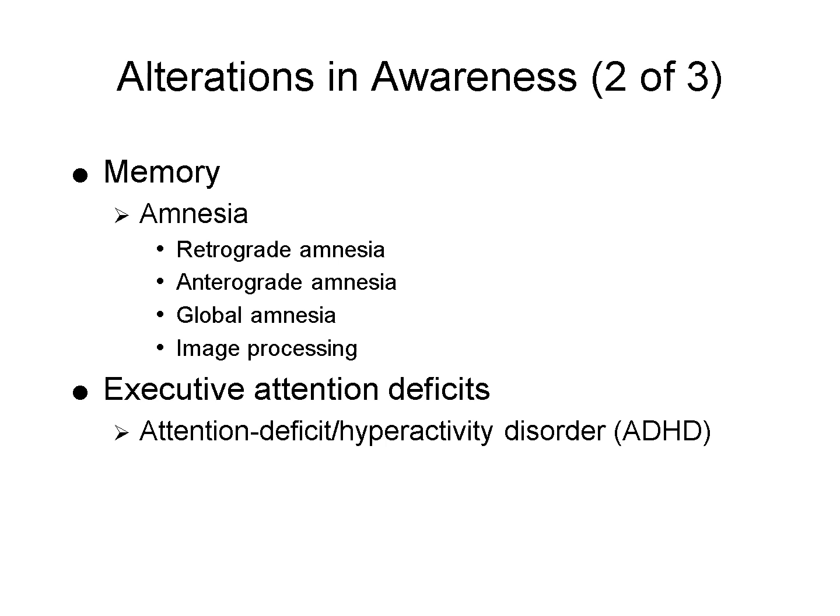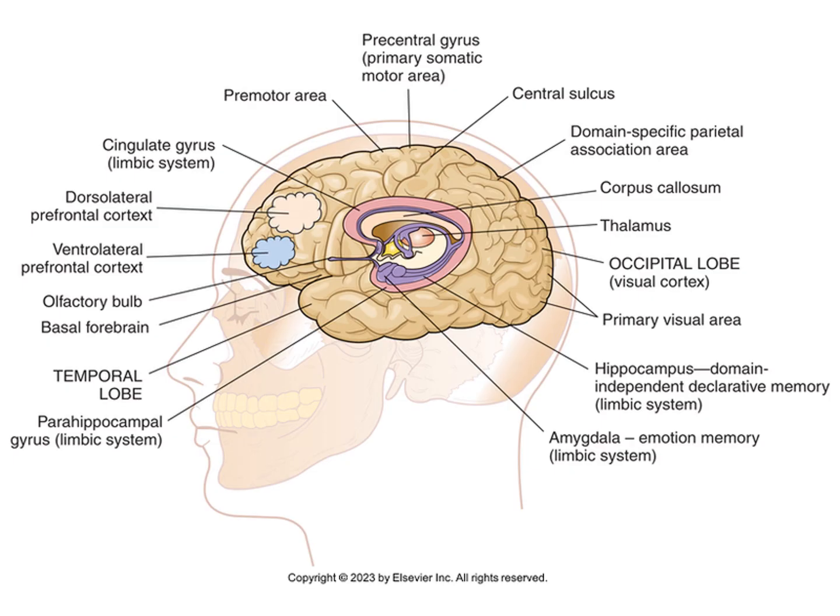Patients may also have deficits in image processing or executive attention, seen in disorders like ADHD, where maintaining focus and organizing tasks becomes difficult. Understanding the anatomy of the brain helps us pinpoint where cognitive, motor, and emotional functions are processed, and where they may fail in conditions like dementia or stroke. Let's begin at the top.